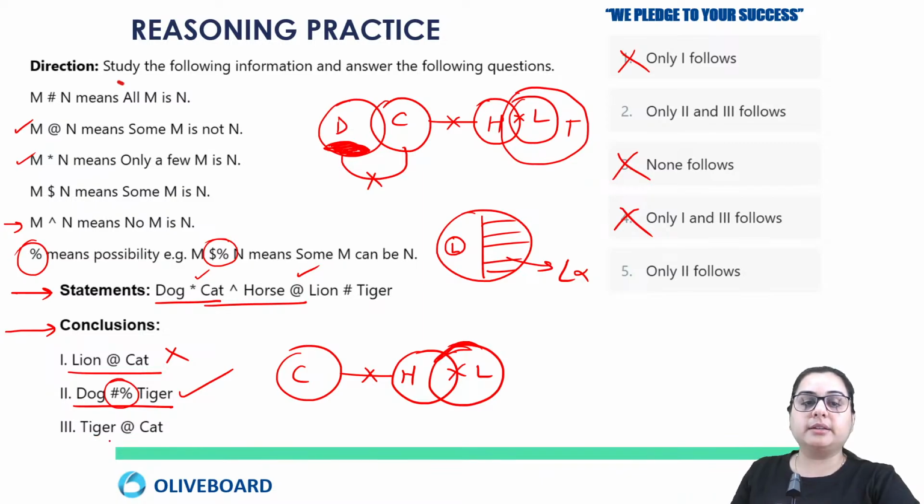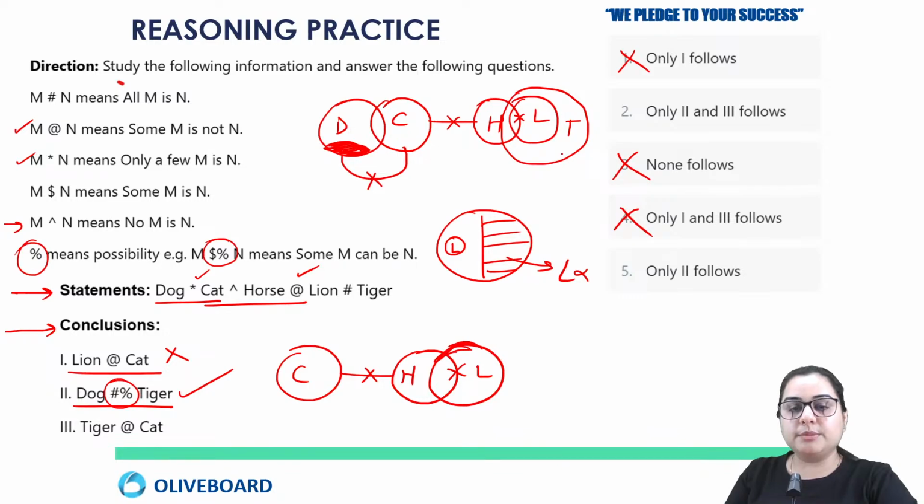Tiger at the rate cat means some tiger is not cat. So some tiger is not cat. This is what it means. Okay. Right. So some tiger is not cat. So can all tiger go in cat? Now all lion are tiger.